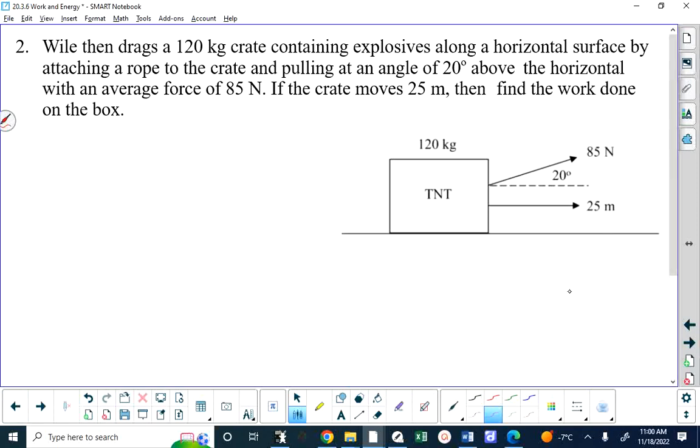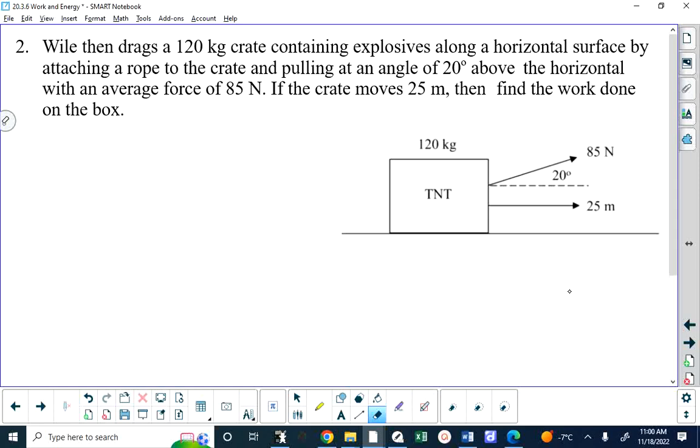Now, I'm going to stick with this. If I did ask you to find the work, let's actually do this example. Let's flip over to this example. It's at the bottom of page 23, I think.